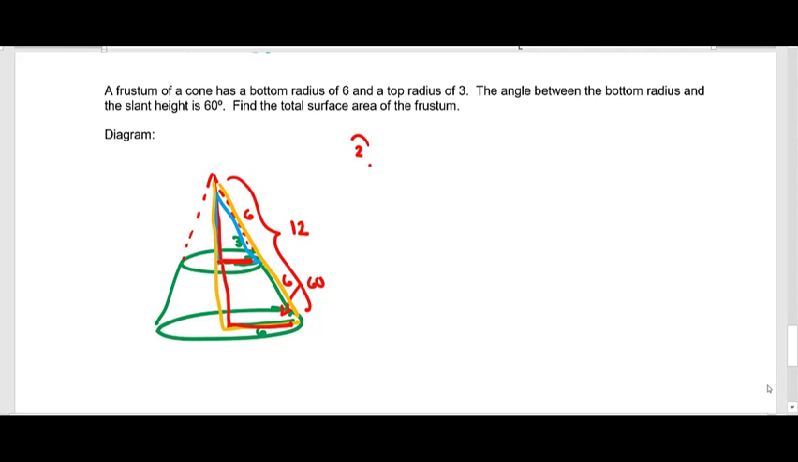So that's my step 1, extending the lines and finding some of the information that I need. My step 2 is to find the lateral area of the entire figure. So it's going to be 1/2 of 12 pi times the slant height, which is 12. And that's going to be equal to 72 pi.